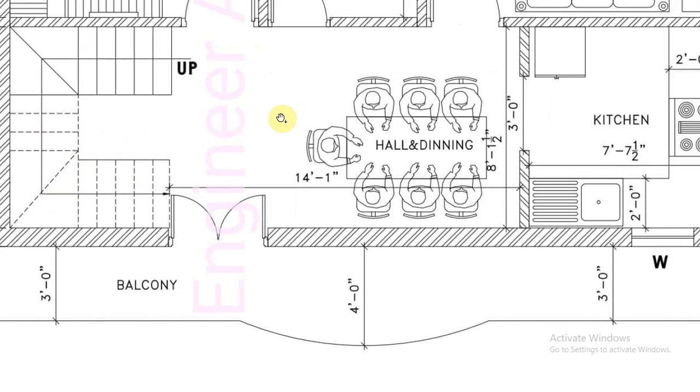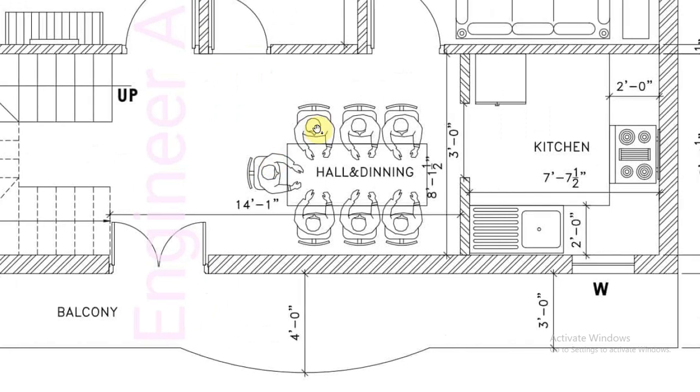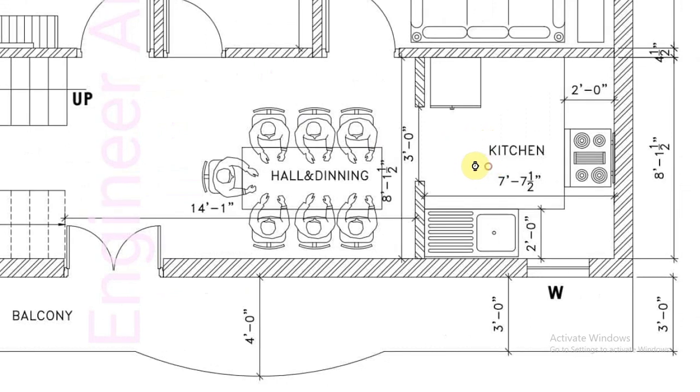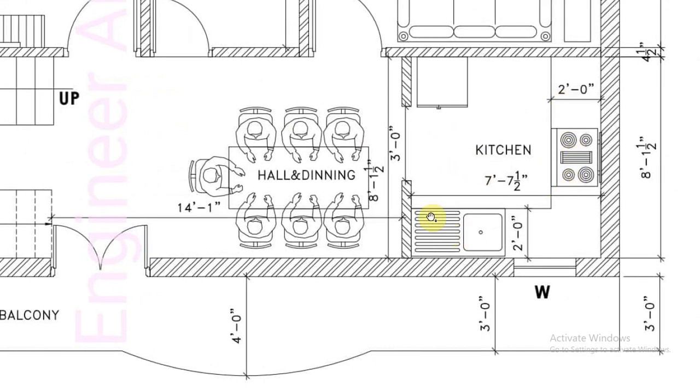Now we'll go inside our kitchen from this way. This kitchen size is 8 feet 1.5 inch in length, and the width is 7 feet 7.5 inch. So here I place one sink for the pot wash, and on this kitchen slab, I place one gas stove.